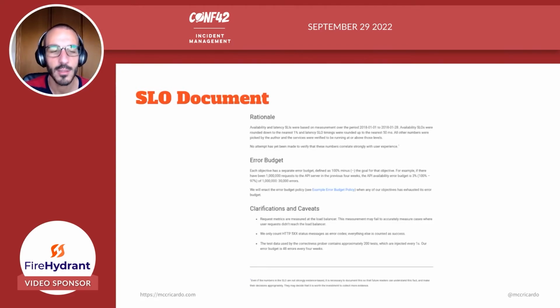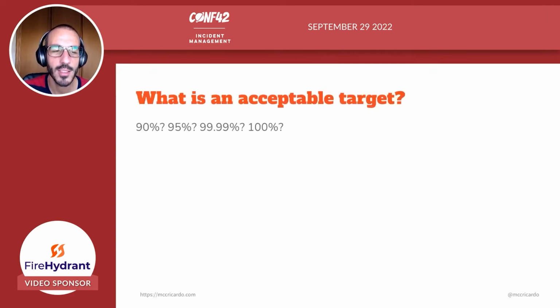So going back to our previous point, what is an acceptable target? 90%, 95%, 100%? Of course, it depends. It will depend on your user needs. It can depend on your business needs. For instance, you might be in a highly regulated business that has many constraints. It can be informed by cost and many other things. But the point here is that it depends.